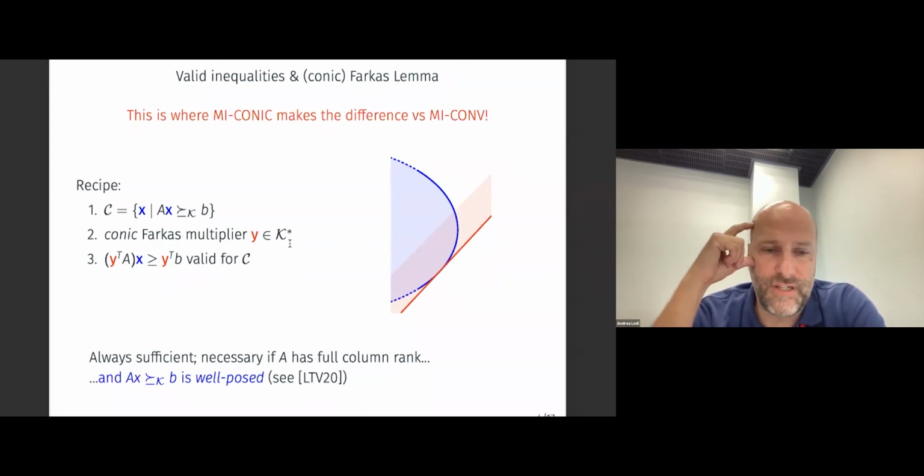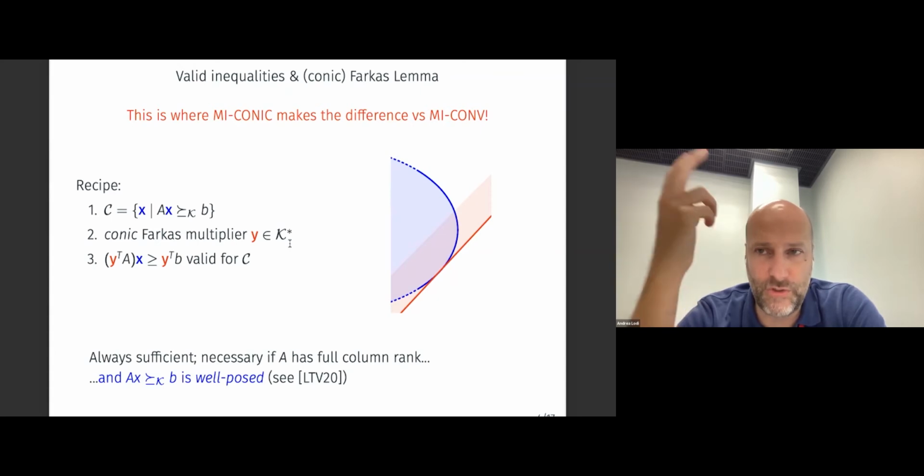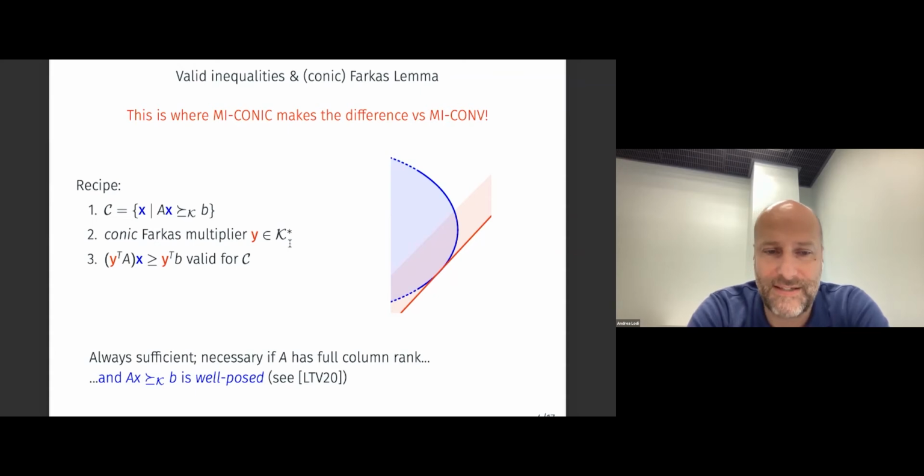And the good news is that if I keep using conic duality, I end up with inequalities that make my Ax greater or equal than b well posed. Well posed in this particular case means that either the system is strongly feasible or strongly infeasible. Strongly feasible means that non-polyhedral conic inequalities are satisfied strictly.